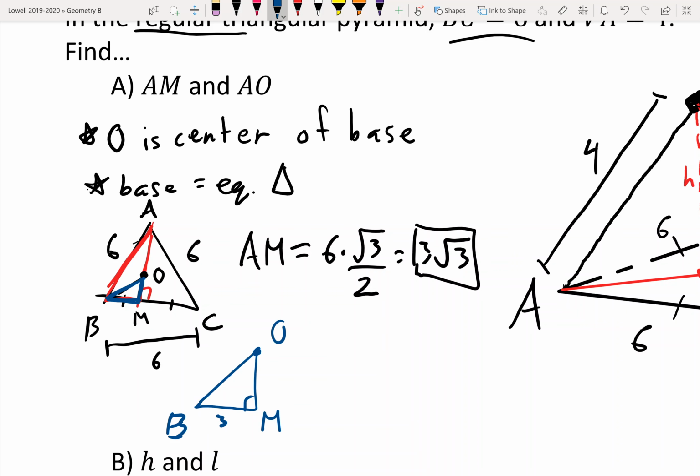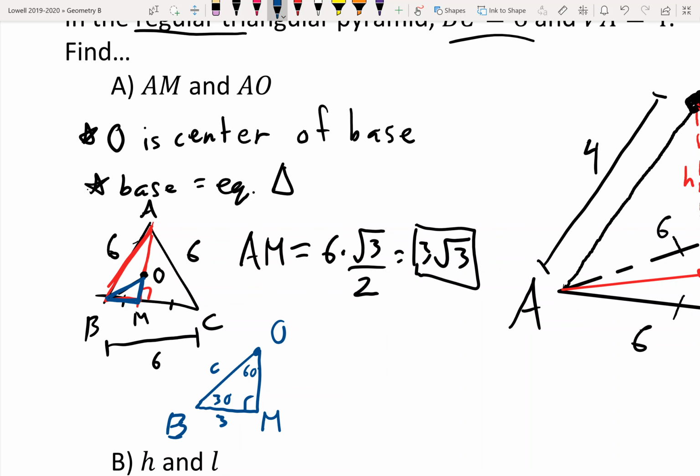And so this is again a 30, 60, 90. This would be 30. This is not to scale. And this would be 60. And I'm going to call this side the hypotenuse, so I'm going to call it C.